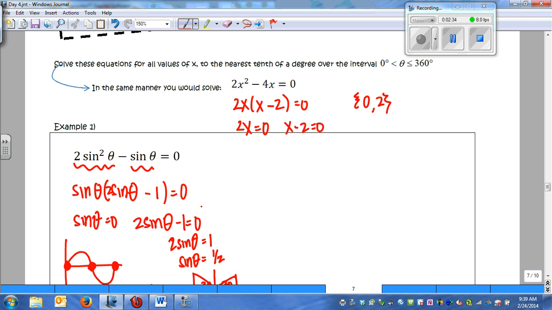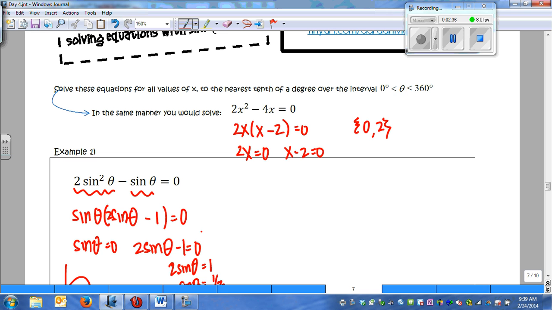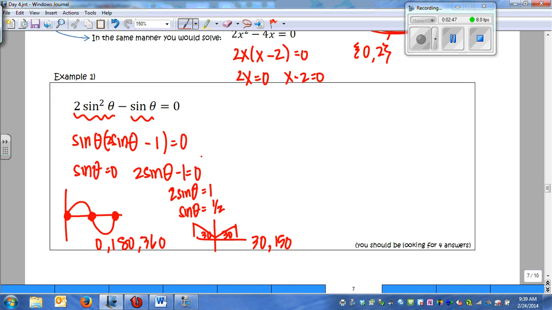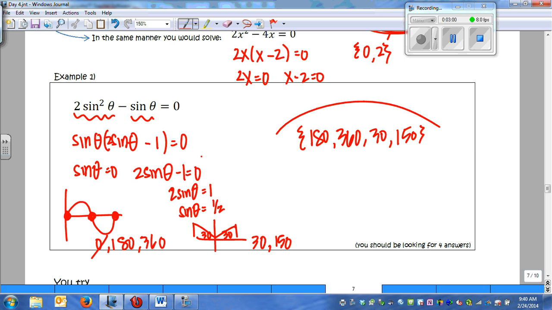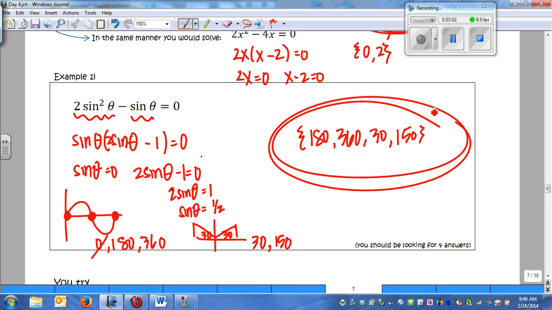Now be very, very careful. The directions say that we want angles that live between 0 and 360. 0, though, doesn't count. 360, however, does. So for our equation that we just solved, 0 technically isn't a solution. Our four answers here are just 180, 360, 30, and 150. Pause the video and try the example below.